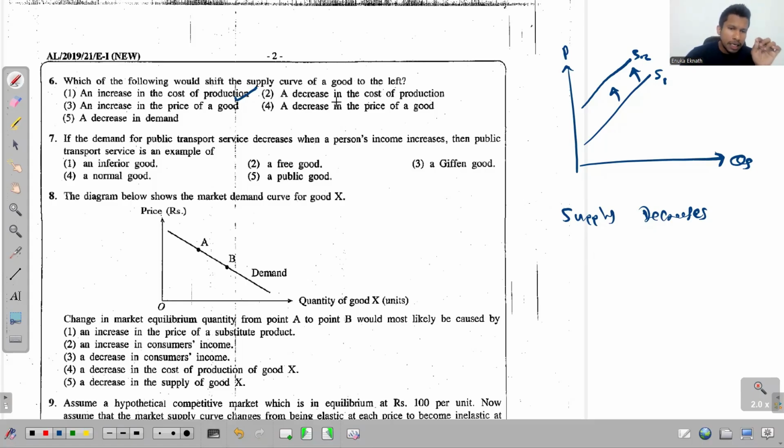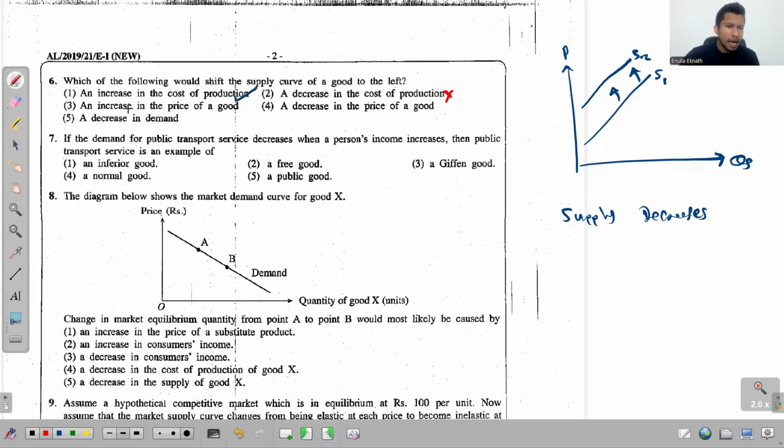Second one says a decrease in the cost of production. See that now, if the production cost decreases, the producers can increase their supply. If supply increases, the supply curve will shift to the right side, not to the left side. So this is wrong.